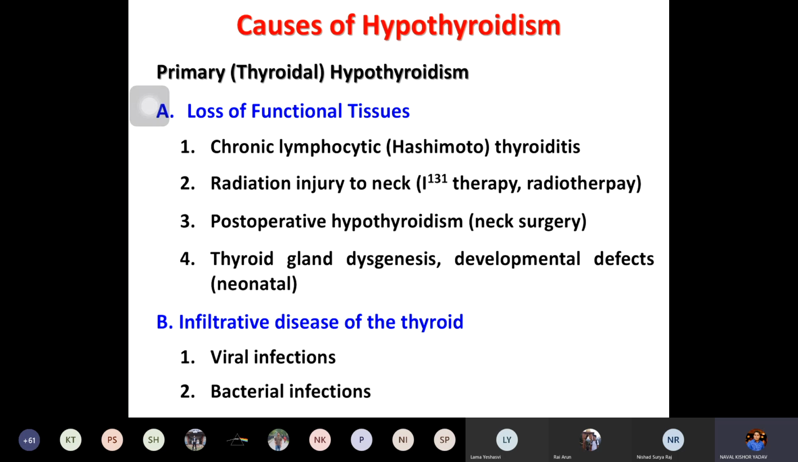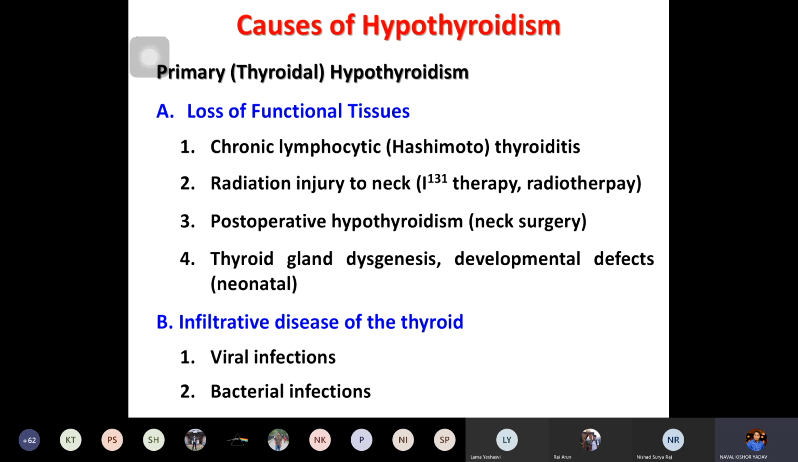So what are the causes of hypothyroidism? We'll discuss one by one, hyperthyroidism and hypothyroidism. So what are the causes of hypothyroidism? Hypothyroidism can be divided into two groups, like primary hypothyroidism and secondary hypothyroidism. Okay, you can divide it into these two groups, primary and secondary hypothyroidism.